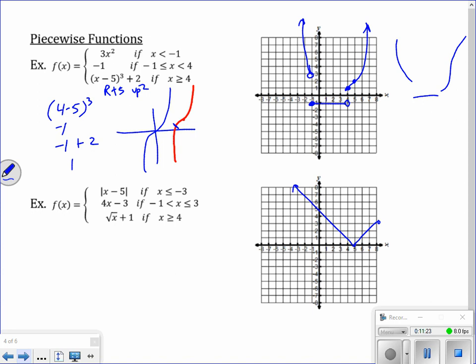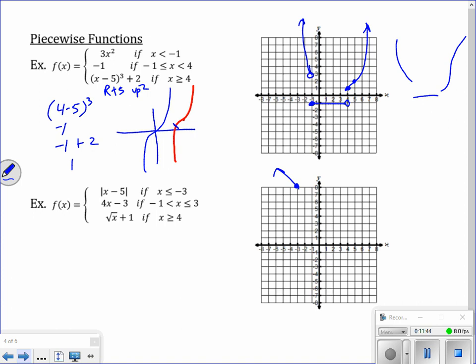So my graph doesn't really go that far, so I'm going to continue it on a little bit. So negative 3 is right here. I only want to the left of that dot that I just made. So I'm going to erase everything else. And then the next part is a line, 4x minus 3, between negative 1 and 3.